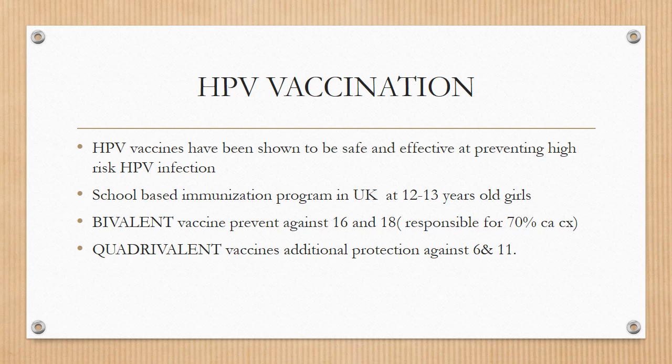Bivalent vaccines prevent against 16 and 18, which are responsible for 70% of cases of cancer of the cervix. Then with quadrivalent vaccines, there is additional protection against 6 and 11. And 6 and 11, you know what those are? These are low risk types causing warts.